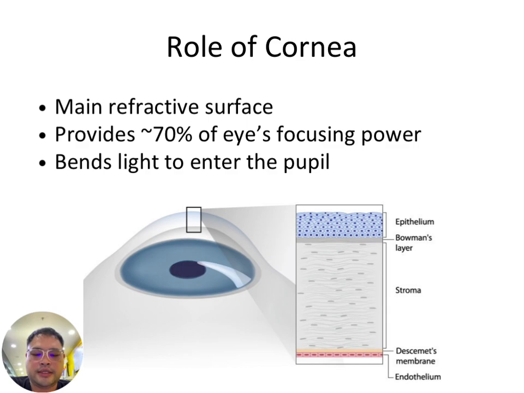The cornea is like the main focusing window of the eyes. It provides about 70% of the eye's total focusing power. Because of its curved surface, it bends the light rays and helps direct them into the pupil. If the cornea isn't perfectly shaped, for example, in astigmatism, the image becomes blurred or distorted.